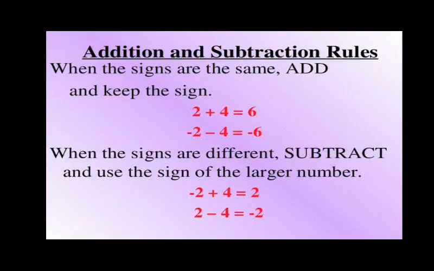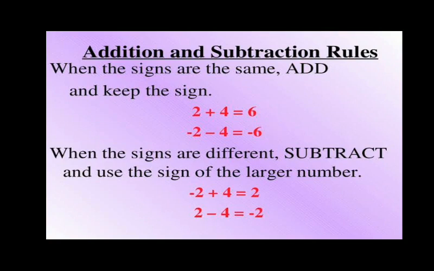Now let us learn some addition and subtraction rules. It's very simple. When signs are same, add the numbers and keep the sign as it is. Like in these sums, 2 plus 4 equals 6, minus 2 minus 4 equals minus 6.